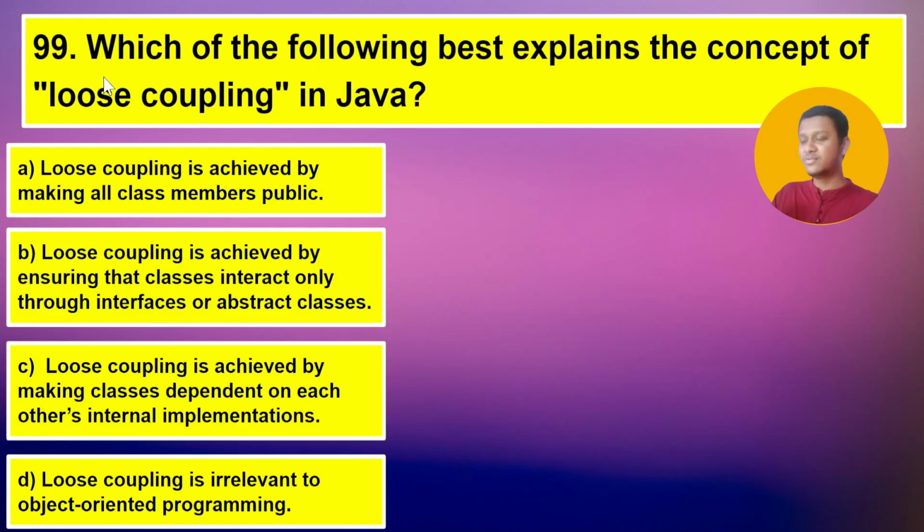Our next question is, which of the following best explains the concept of loose coupling in Java? Option A, loose coupling is achieved by making all class members public. Option B, loose coupling is achieved by ensuring that classes interact only through interfaces or abstract classes. Option C, loose coupling is achieved by making classes dependent on each other's internal implementations. Or option D, loose coupling is irrelevant to object-oriented programming. So here the correct answer is option B.